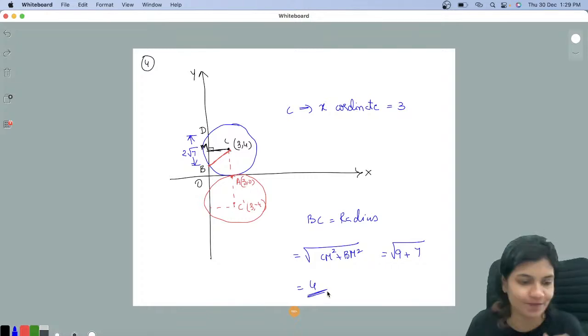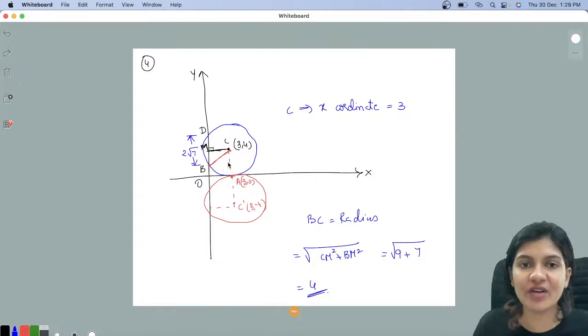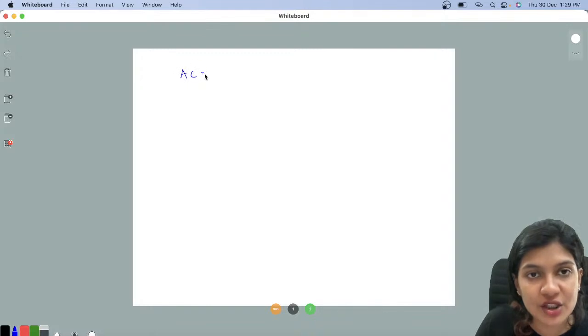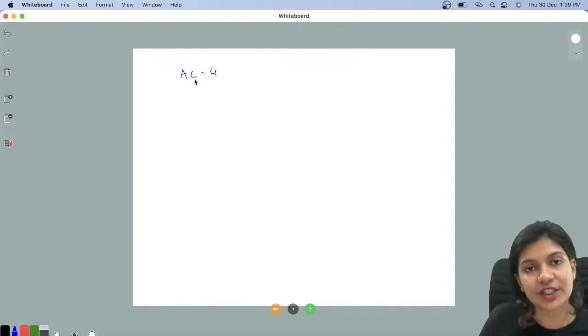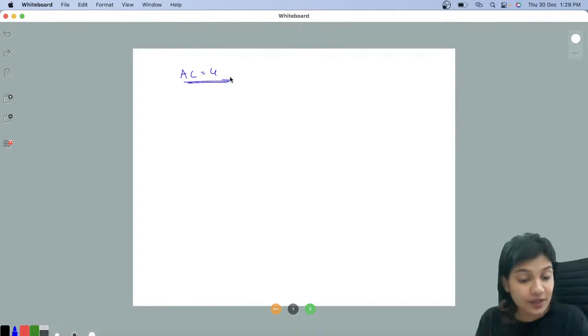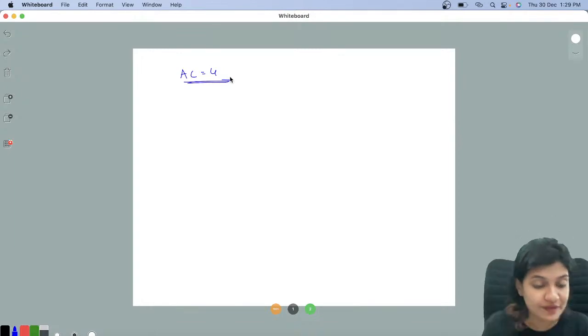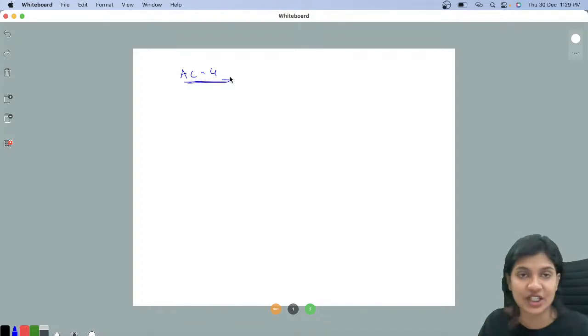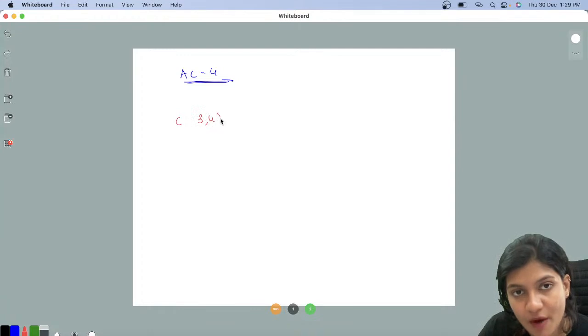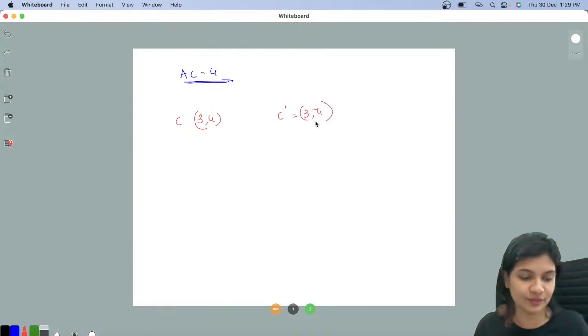So therefore, what will be the length of AC? The length of AC should also be equal to 4 units, because that is also the radius of the same circle. So the centers of the circles are what? You have C as 3, 4 and C dash will be 3, minus 4.